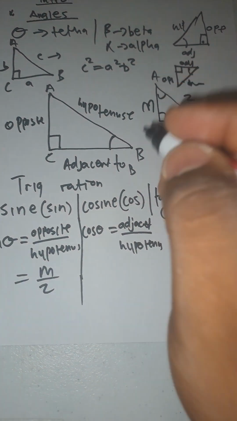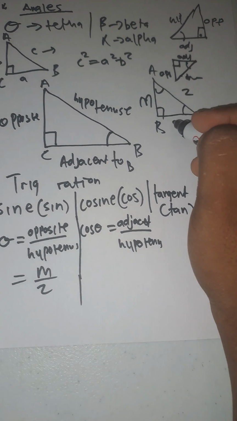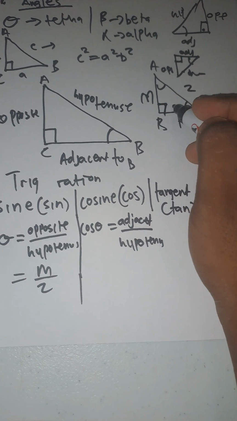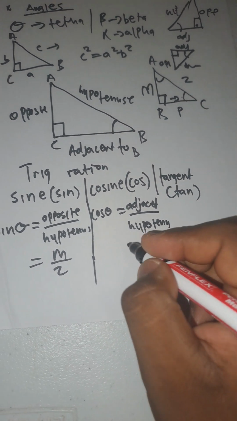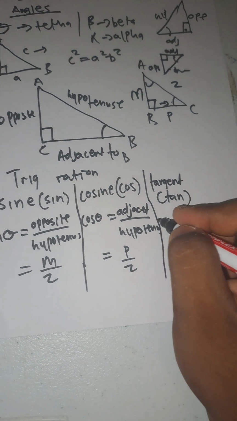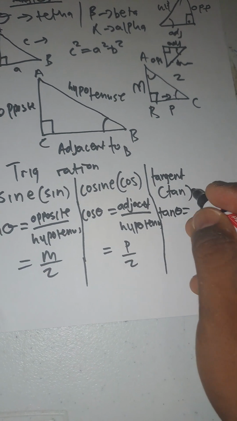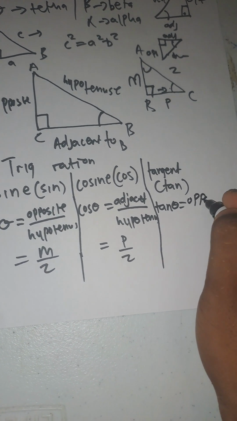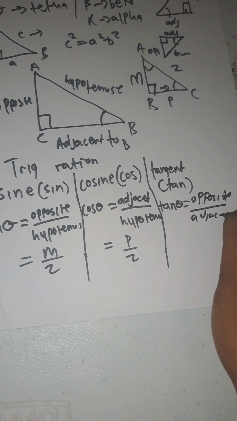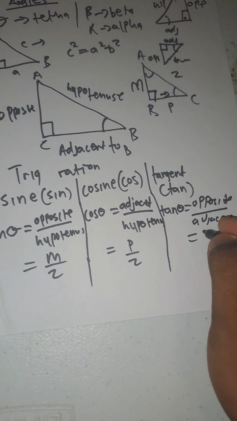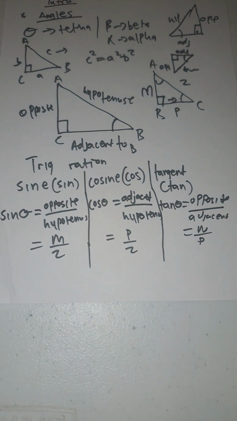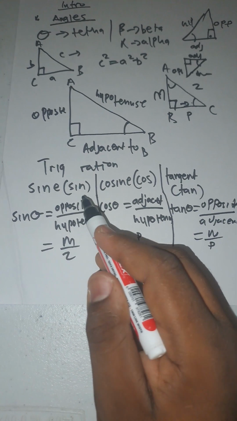So now cos theta, it is adjacent over hypotenuse, and I said that adjacent, it is this here, meaning that adjacent, like the right angle, it is now facing each other with what? With the main angle there. So now this is what you have. We have P over Z, and then now for tan, it is simply tan theta equals opposite over adjacent, which is now the same as what? M over P.